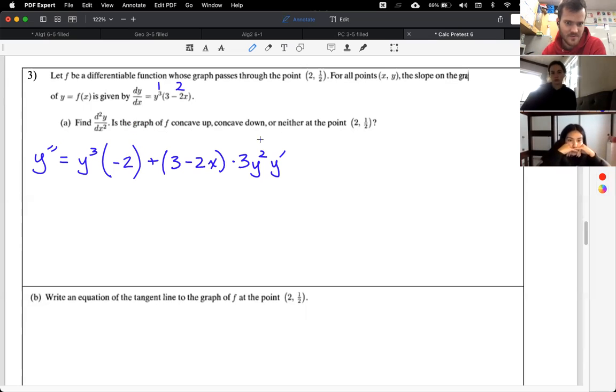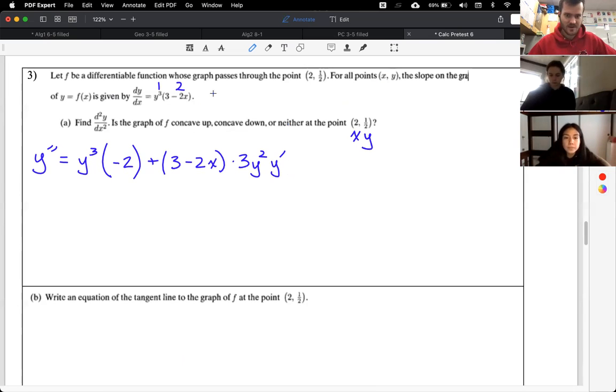Is the graph concave up, concave down, or neither at this point right here? Well, just plug it in. Plug it into both, actually. When we plug it into this equation, we have an x coordinate and a y coordinate. The x and y coordinates will be filled in, but we can't put anything in for the y prime, so we need to plug it in up here first. And I'll leave the x and y here.